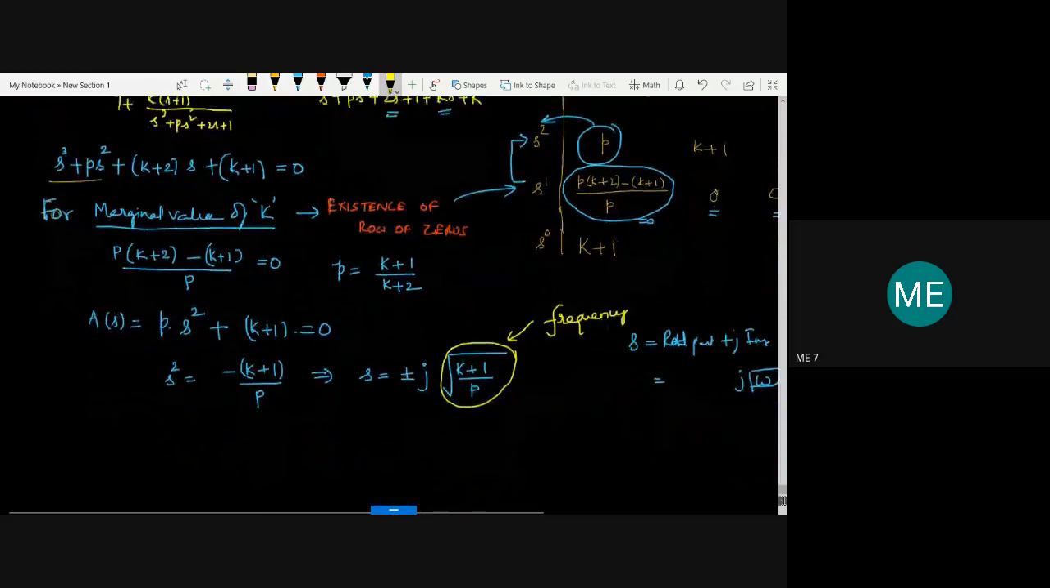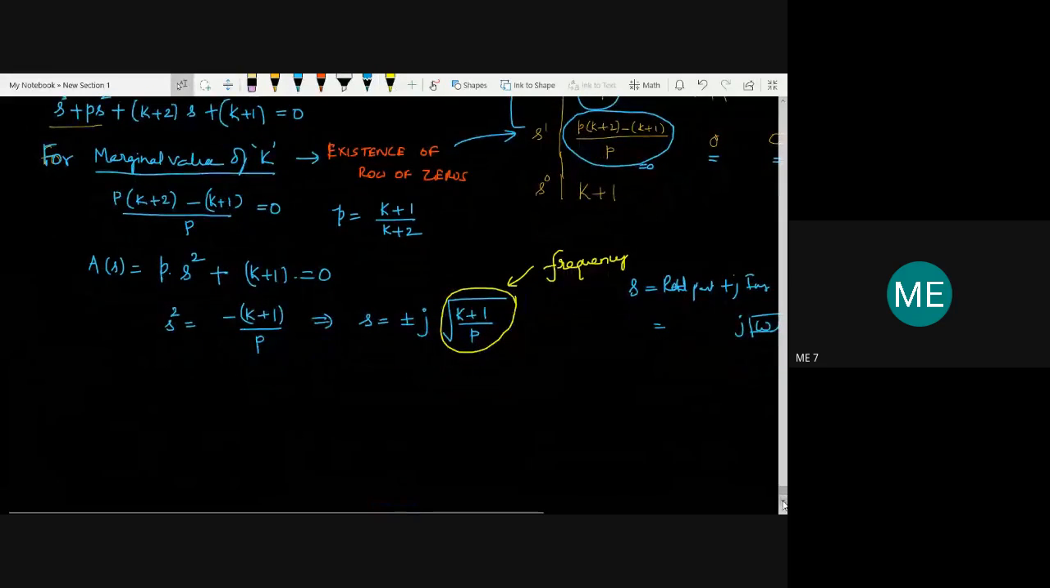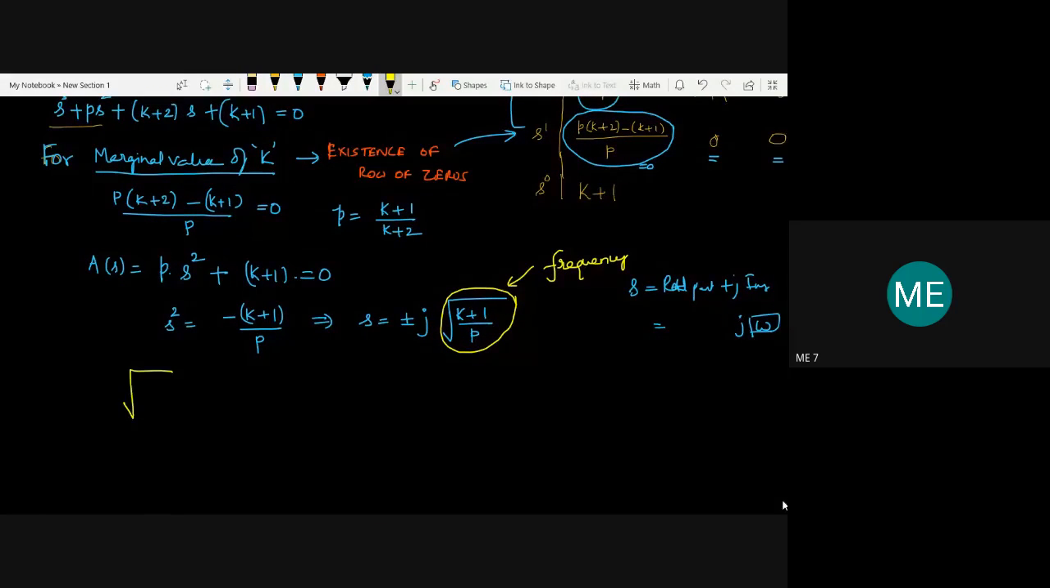The problem has given 2 radians per second. So square root of (k plus 1) divided by p will become 2 radians per second, because this represents the frequency. So from this, squaring on both sides, I'll be getting (k plus 1) divided by p is equal to 4. So from this, I can get p is equal to (k plus 1) by 4.